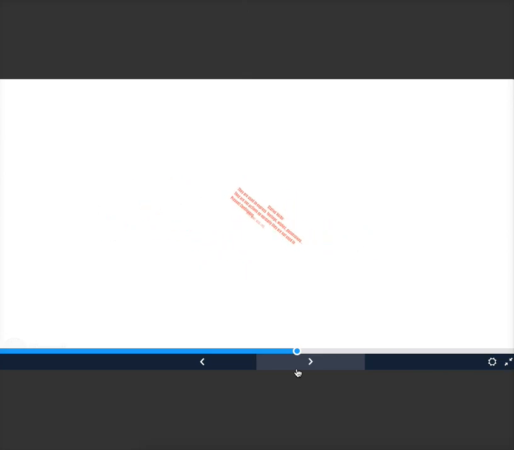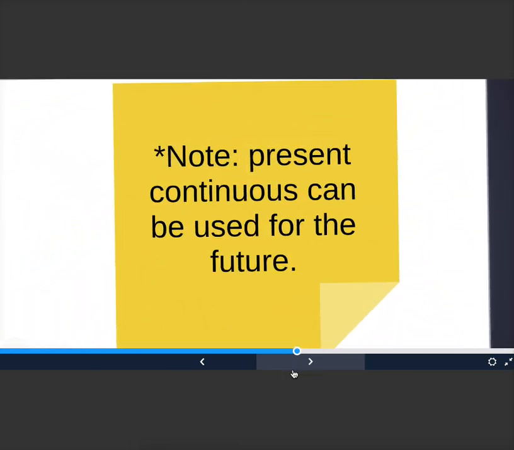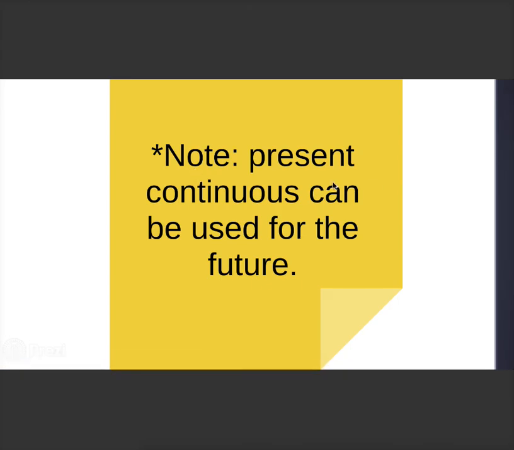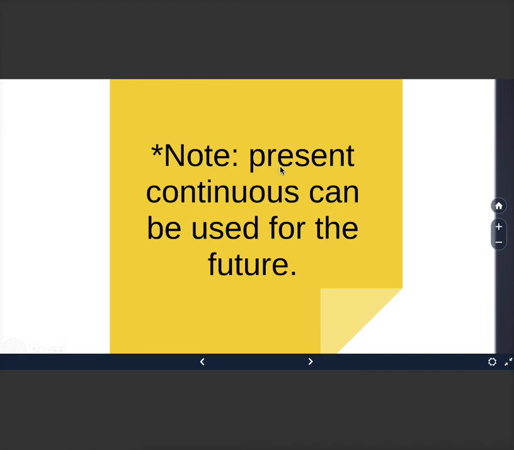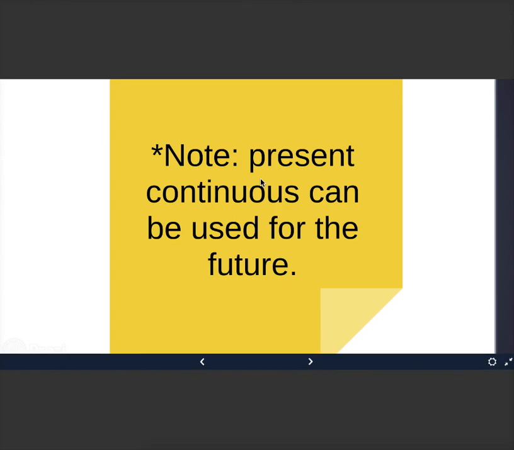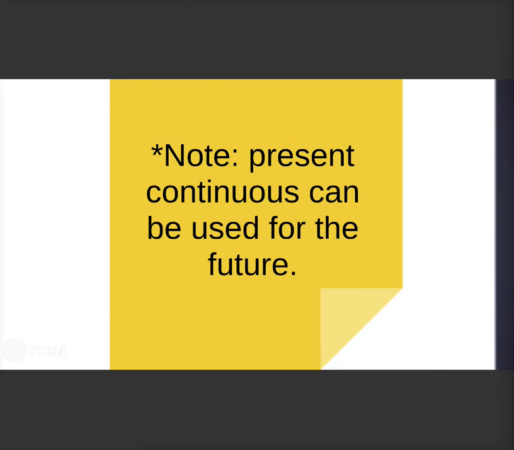And finally, don't forget that we have an extra use for present continuous. This is an extra use and it is an important use too. Okay? So look at this. Present continuous can be used for the future. Acuérdense que hablamos de esto. So please guys, I need you to take a look at your notes and tell me how do we use present continuous in future. Check your notes and let me know, please.